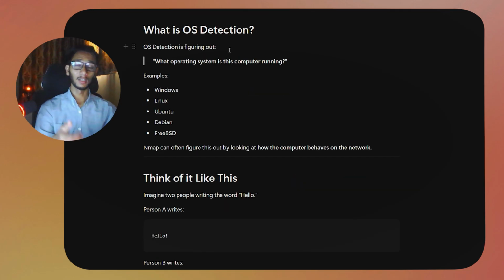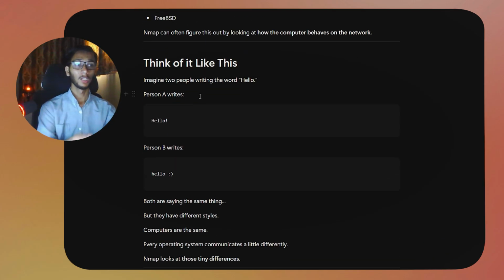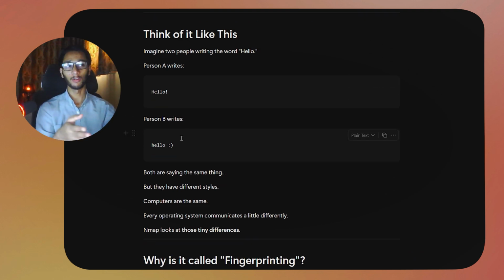Another point here is that different operating systems behave differently on the network. For example, look at this example. Imagine we have two persons. Person A writes "hello" with an exclamation mark, and the second person writes "hello" like this. It is the same message, but if you look at the pattern, it's a bit different. Similarly, different operating systems behave differently. That difference is what lets Nmap figure out those small differences, and based on that it tells us which specific operating system the machine is running, right?